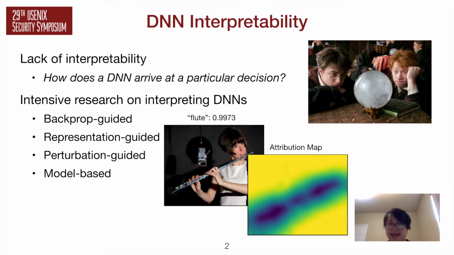Here we have an example. On the left side, we have an image classified as a flute with high confidence. On the right side, the attribute map shows where the darker region contributes to the model's prediction.